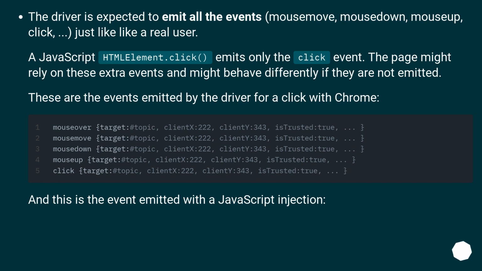These are the events emitted by the driver for a click with Chrome. And this is the event emitted with a JavaScript injection.